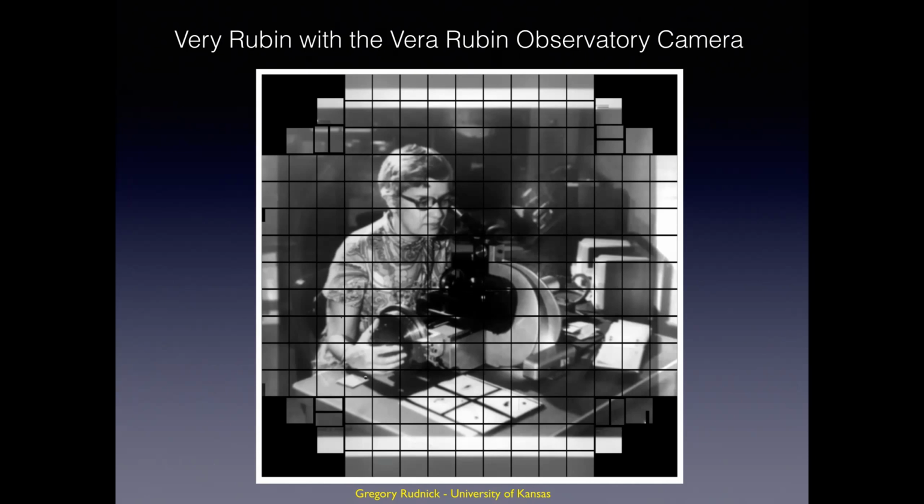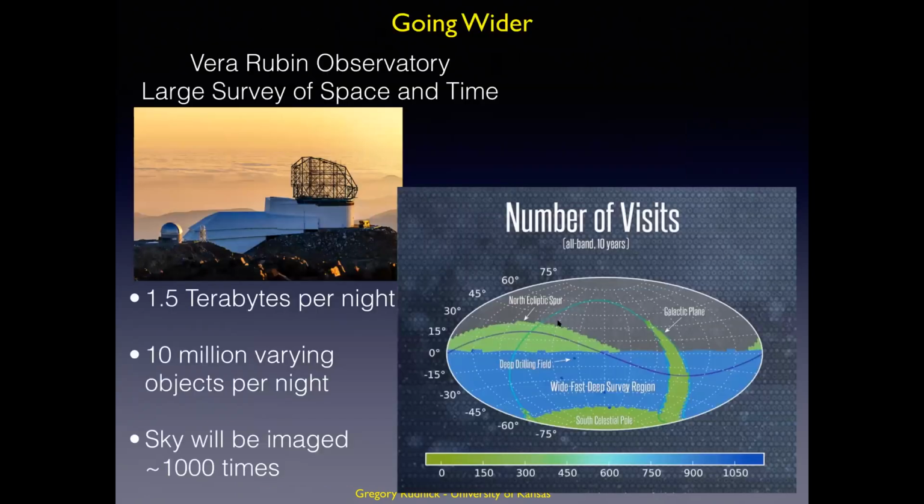Anyways, each one of these CCDs is like a 4K by 4K CCD, each one of these little boxes in here. We can go deeper and wider. Now, mind you, if you take an 8-meter telescope and take thousands of 1-minute exposures on these regions of the sky, you're going to go insanely deep.